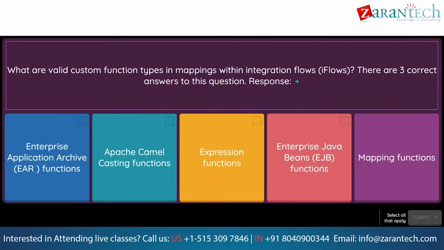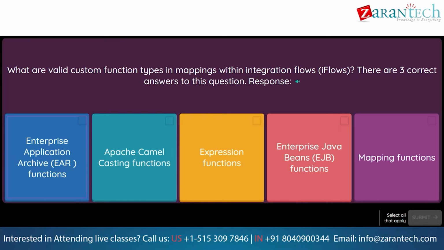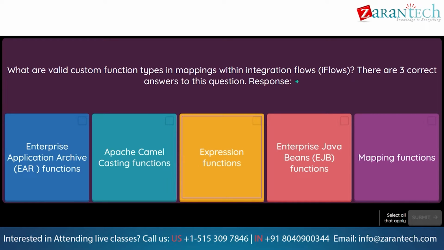Question: what are valid custom function types in mappings within integration flows, iFlows? There are 3 correct answers to this question. Response: Option 1, Enterprise Application Archive, EAR, functions. Option 2, Apache Camel casting functions. Option 3, expression functions. Option 4, Enterprise Java Beans, EJB, functions. Option 5, mapping functions.